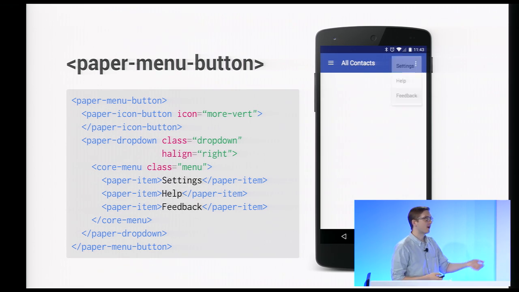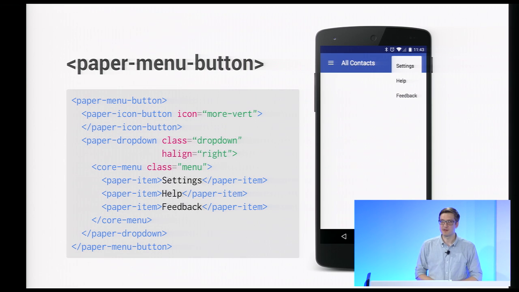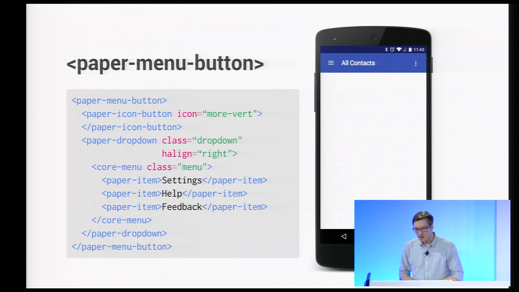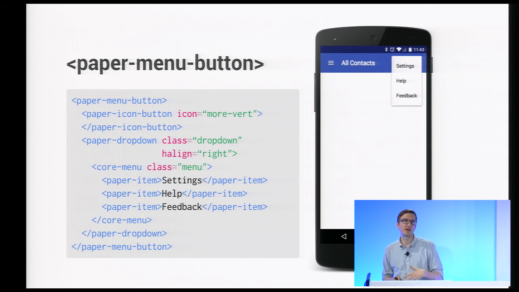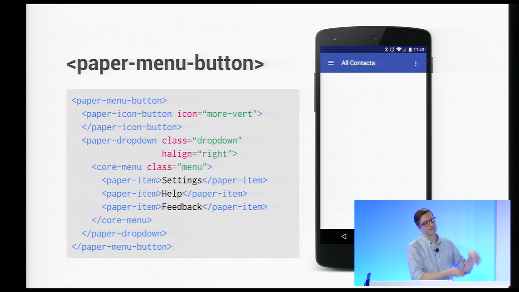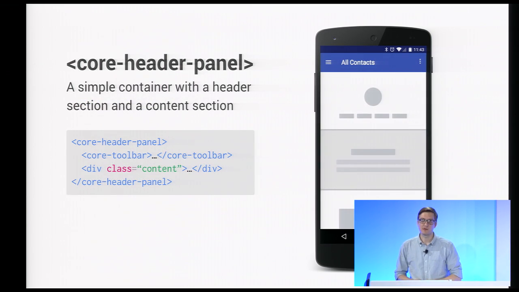These elements just know how to work together because they're app-building primitives, which is awesome. Now, once I'm happy with the look of my toolbar, I can take all of this markup, and I can throw it inside of another element called core header panel. And the core header panel is just a really simple container. It's got a header section up at the top, which will hold a toolbar, and a content area down below.